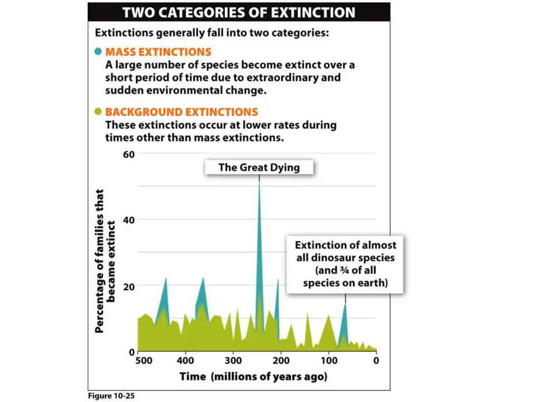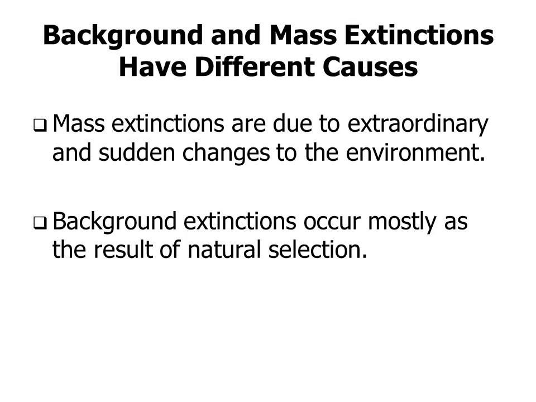But there was an equally large and one even bigger extinction event that you probably don't know about. So there's one around 200 million years. There's a mass extinction called the Great Dying at about 230 million years. We have one at 380 and about 450. So you should know that mass extinctions are due to extraordinary and sudden changes in the environment, and that there are background extinctions that occur all the time, mostly as a result of natural selection.